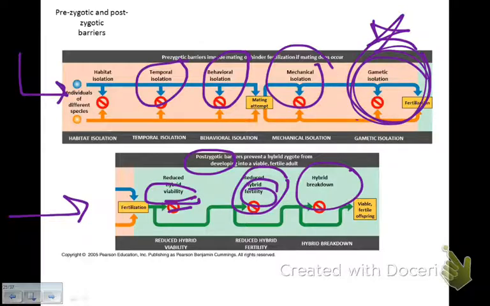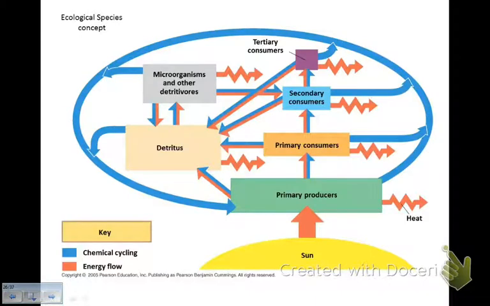So that's just one way to define species, the biological species concept. And the next one is the ecological species concept. And this is just saying if an organism has the same niche, then it's the same. If two organisms have the same niche, then they're the same species.